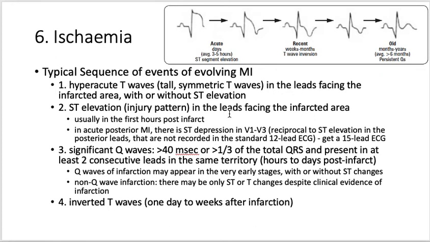After those ST changes, you can get some significant Q waves. These are the ones that we said were greater than 40 milliseconds or greater than 1/3 of the total QRS. And these need to be present in at least 2 consecutive leads in the same territory. They can start to show up hours or days post-infarct. And they can also occur with or without the ST changes or other signs of infarction.